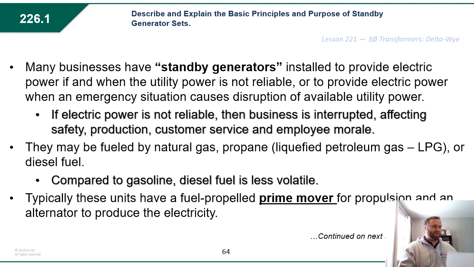If electric power is not reliable, then businesses can be interrupted, affecting safety, production, customer service, and employee morale. So standby generators, things that we need to talk about, things that you need to know for the test. These units have a fuel-propelled prime mover for propulsion. The prime mover is what turns the alternator to produce the electricity, or which turns the apparatus to get the alternator to produce the electricity.